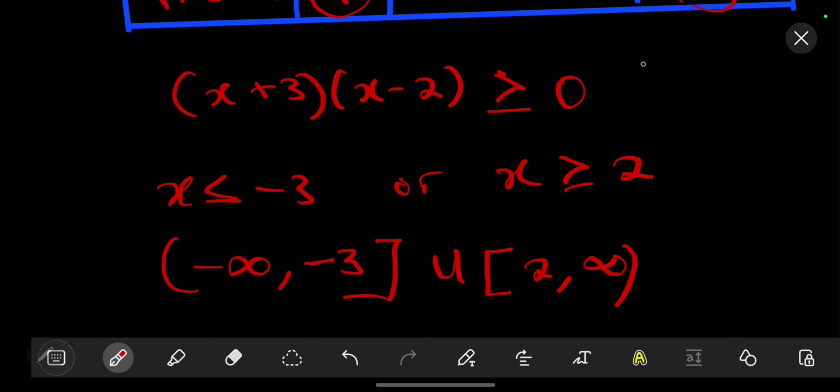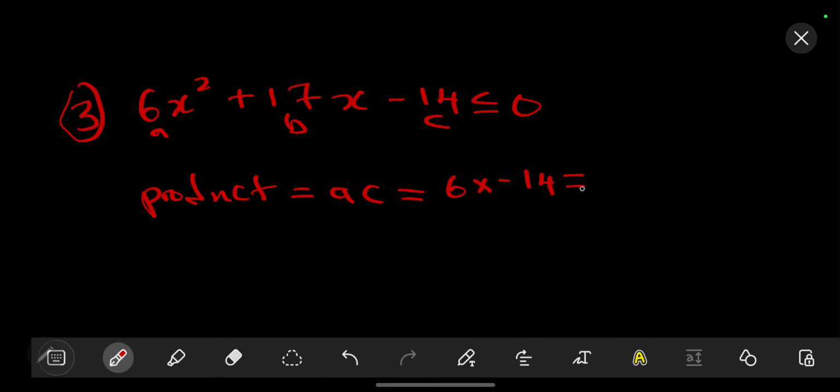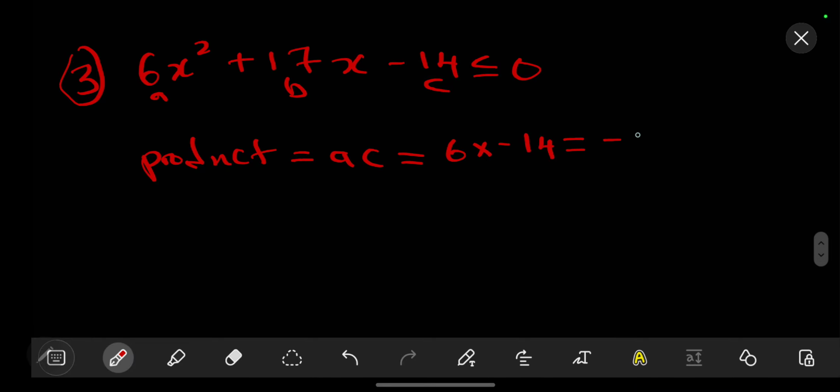Let's look at our last problem. If we have this other problem, we are just going to use the same approach. The same approach is such that we are going to find our products first. If we have our a, we have our b, we have our c, our product is equal to ac, in which case we multiply our coefficient of a, which is 6, times the coefficient of c, which is negative 14. If we multiply this, we are going to have negative 84, like that.